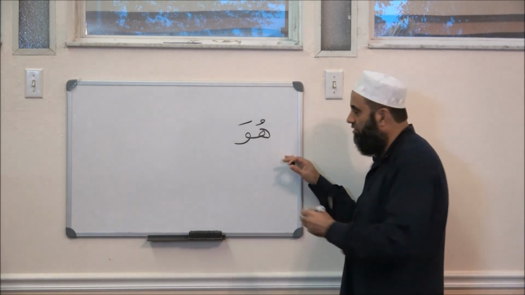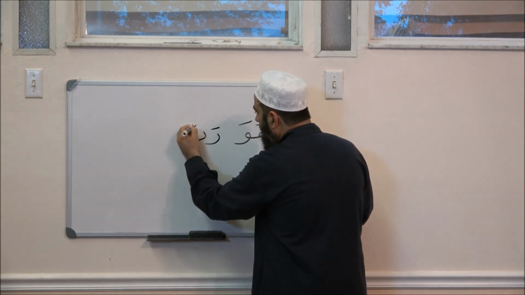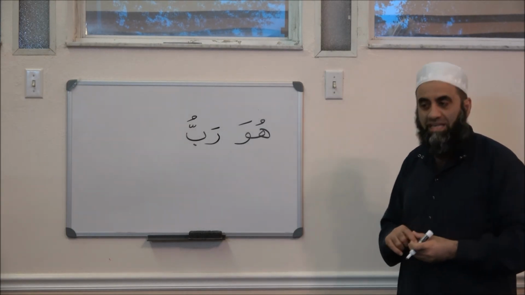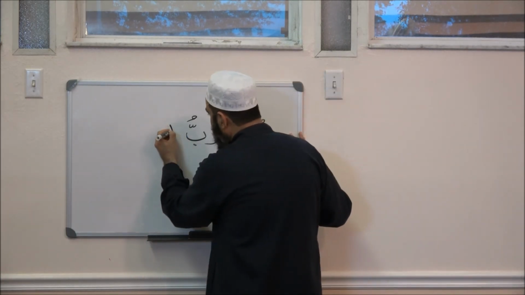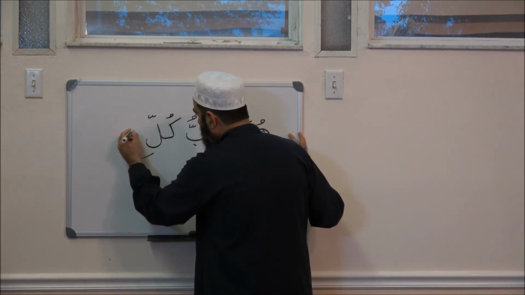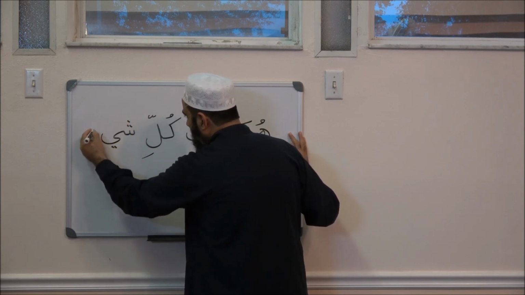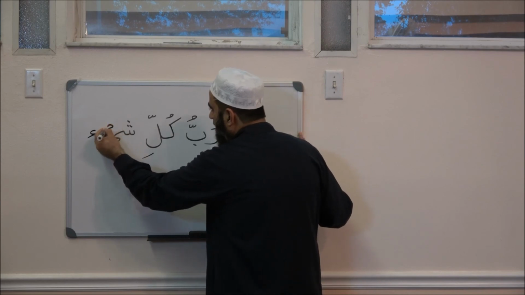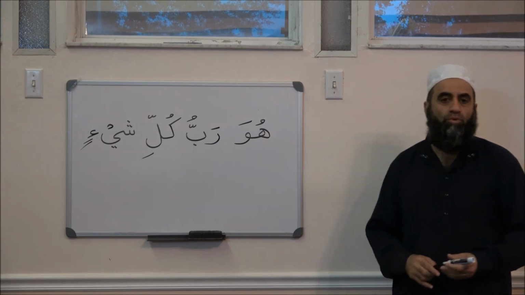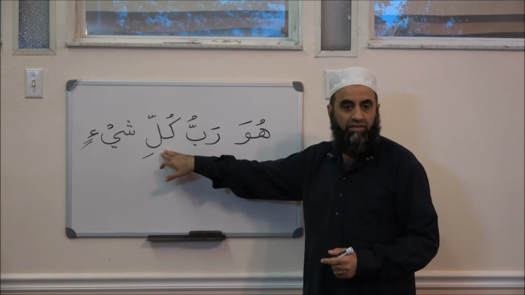Huwa. Rabbu. Alameen. Alameen means the world. Everything. Kulli shay. Kulli shay. Very good. Huwa Rabbu Kulli Shay. He is Lord of everything.